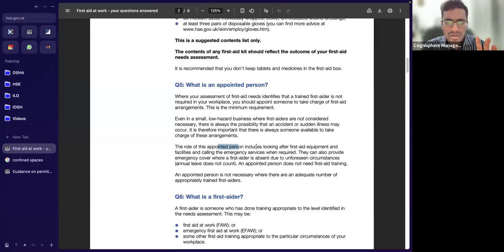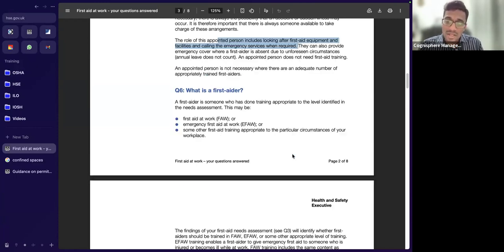The role of the appointed person includes looking after the first aid equipment and facilities and calling the emergency services when required. So your office has a first aid box. Their role is to ensure that this first aid box is suitably stocked, and that the items in the first aid box are not expired. And then they will be calling the emergency services when required, like the ambulance. So this is the role of an appointed person, required when a trained first aider is not required for a low risk workplace where you have fewer than 25 staff.